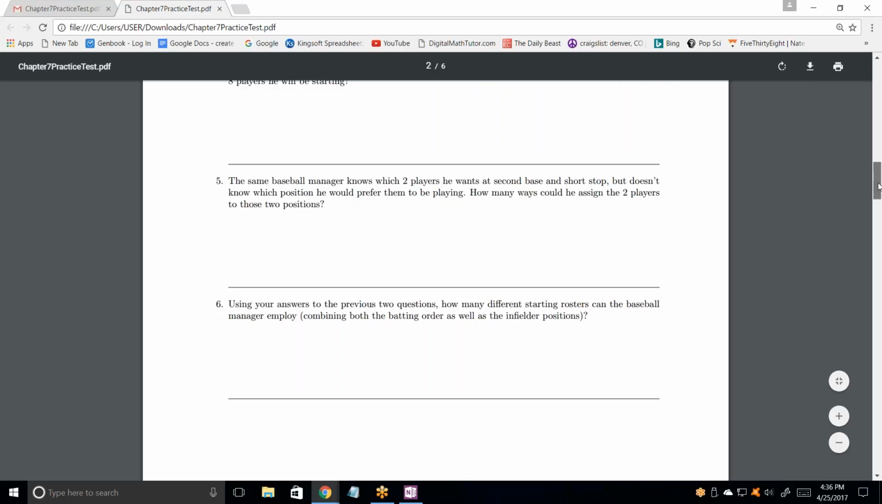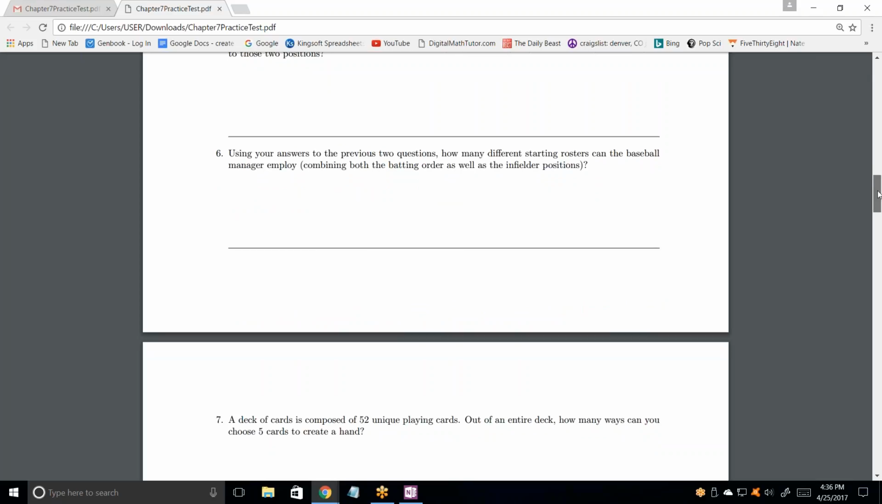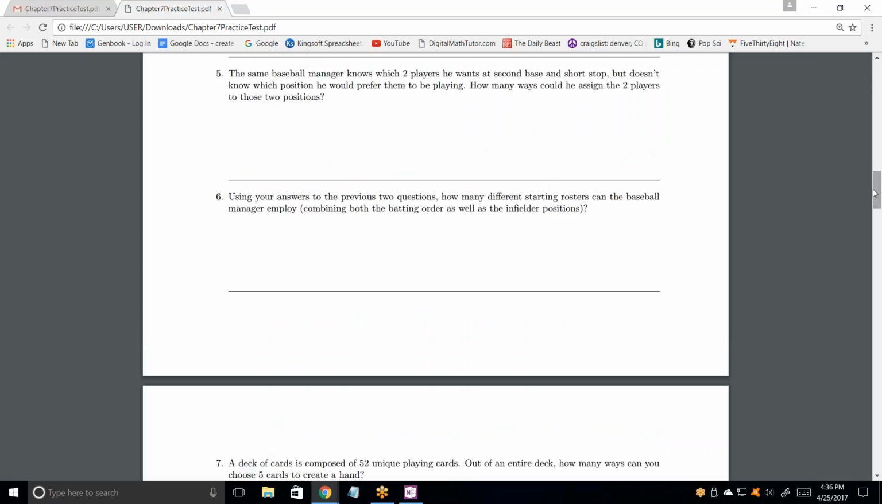Okay, so number 6 then. Then he could make... Is it 8 factorial times 2 to get this? Let me think about this one for a second.